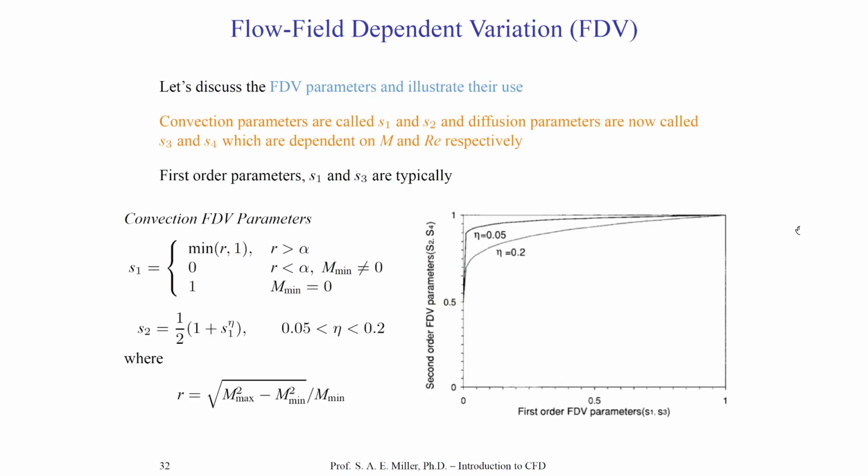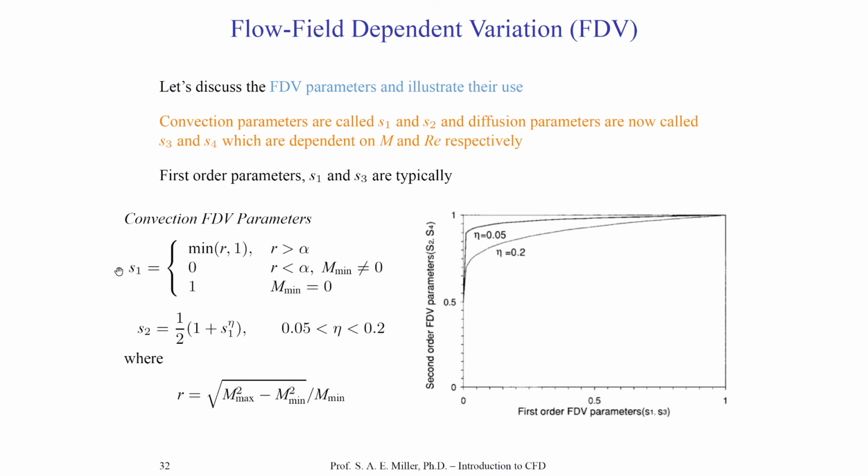Let's illustrate this particular breakdown of S1 through S4. The convection parameters we'll call S1 and S2, and parameters that are altered by diffusion physics and mechanisms we'll call S3 and S4. S1 and S2 are going to be more dependent on Mach number, and S3 and S4 are going to be more dependent on Reynolds number. And so we'll look at the first order parameters first.